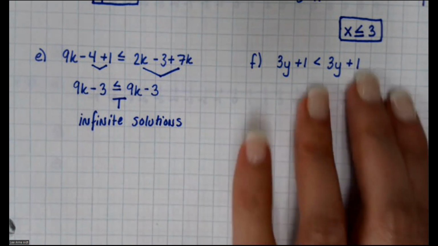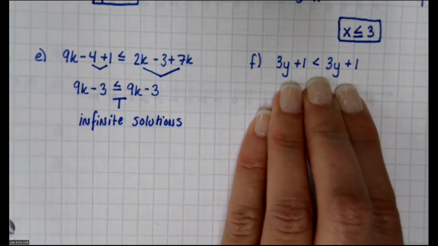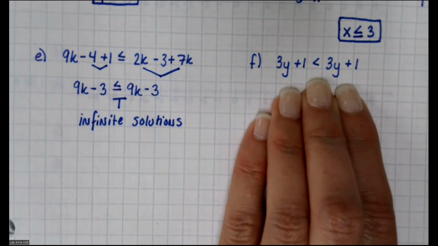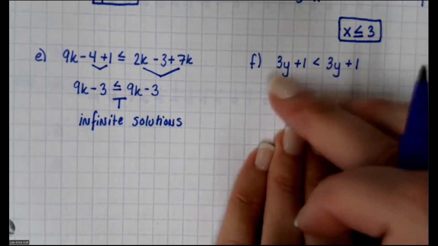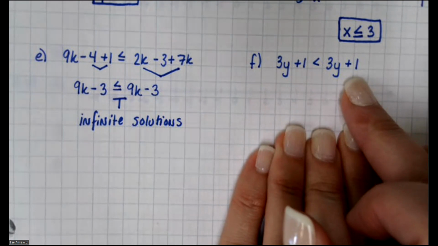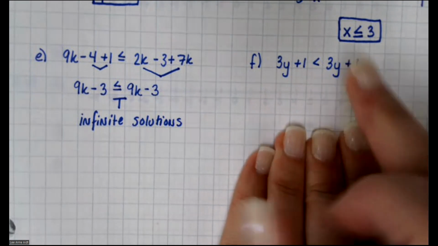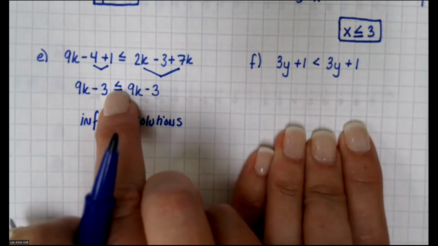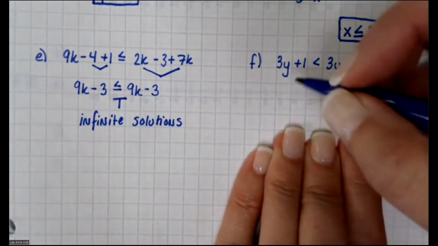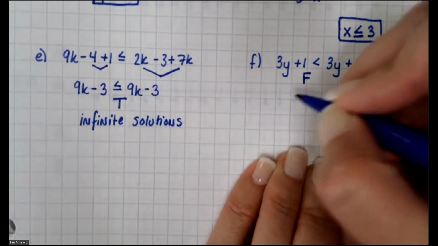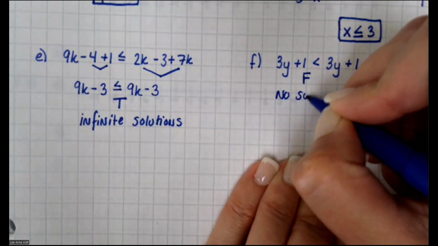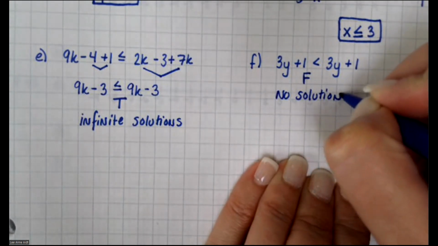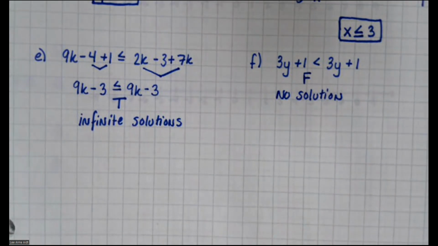Okay, now this one. When is this one true? Never. Because you can't have a number less than itself. 5 can never be less than 5. It works on this one because the or equal to is on there. It doesn't work on this one. This one's always false. And so, no solution. Oh, look how quick they are.